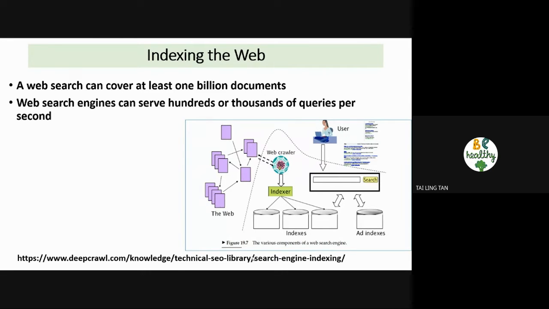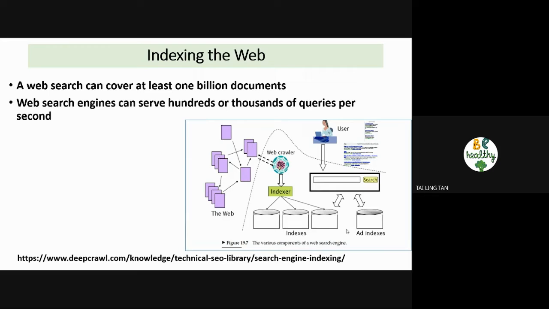Okay, a web search can cover at least 1 billion documents, and our example here is 9 billion plus. And a web search engine can serve 100 or 1,000 queries per second. So just now, after we typed index structure and pressed enter, we only used 0.47 seconds to show us all the results. So you can see the searching is a lot, and the result shown to the user is also quite a lot.